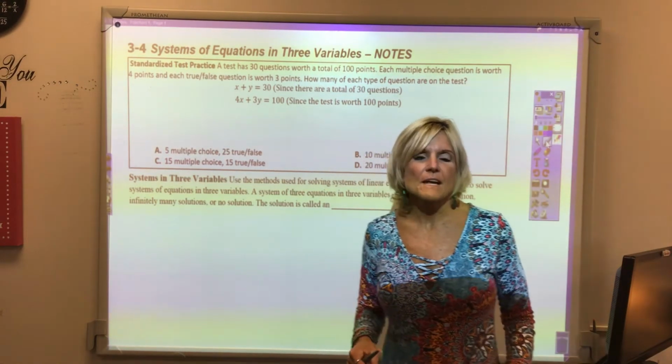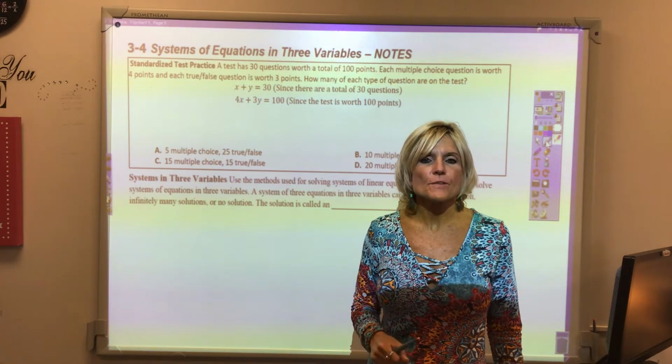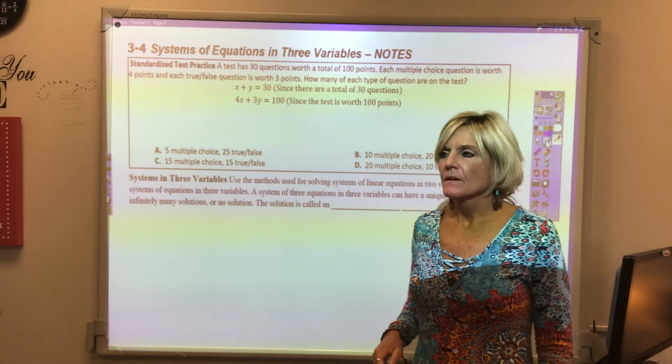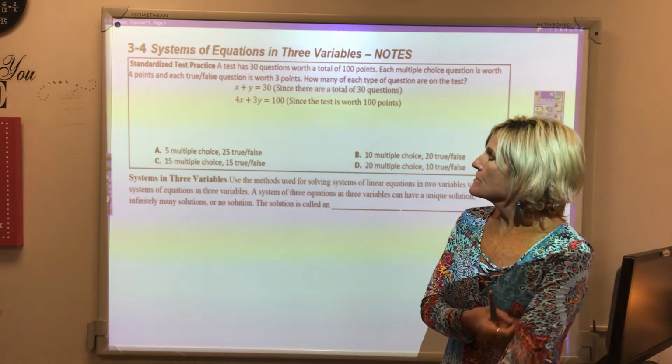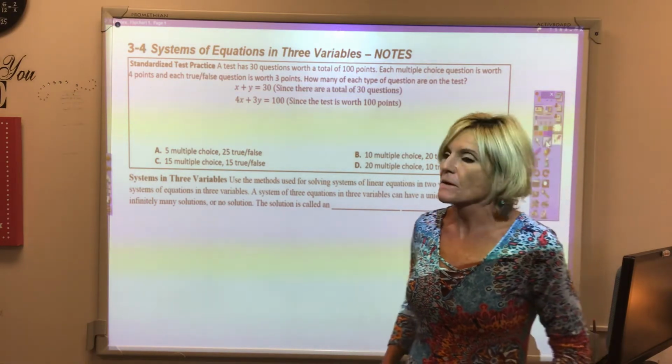Hi class, today we're going to be talking about systems of equations in three variables. This is section 3.4. On our standardized test practice problem, we're going to review a system of equations. Notice there are just two equations.